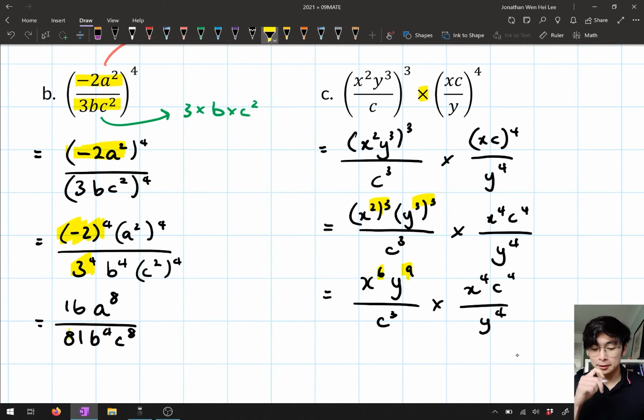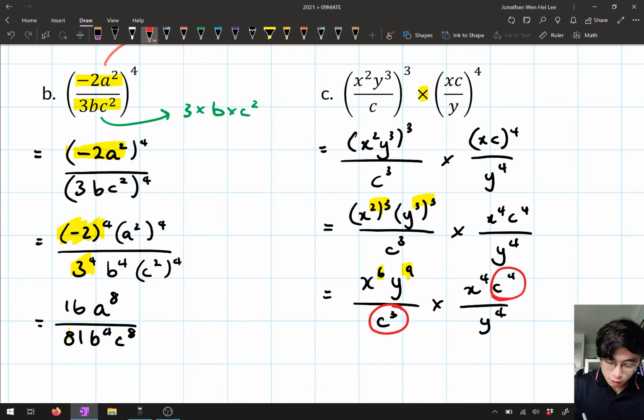Okay, now that we've done that, what we've got here is we're multiplying two algebraic fractions together. Now, I'm not sure if you remember from earlier this year, but when we multiply algebraic fractions, what we want to do is look for common factors in opposite numerators and denominators that we can cancel out from each other. So if you have a look over here, I've got c cubed. And on the other fraction, in my numerator, I've got c to the power 4.